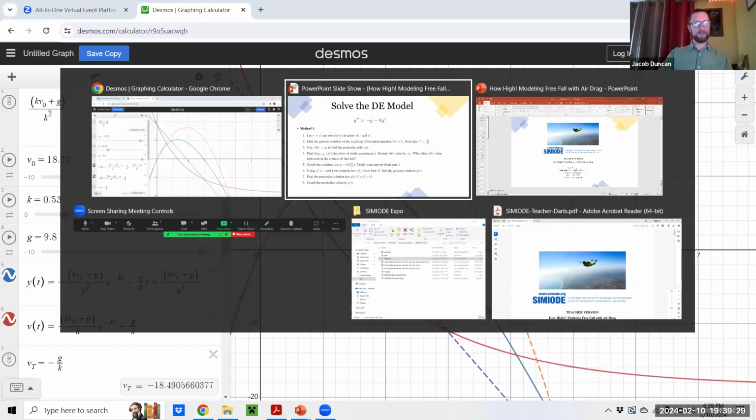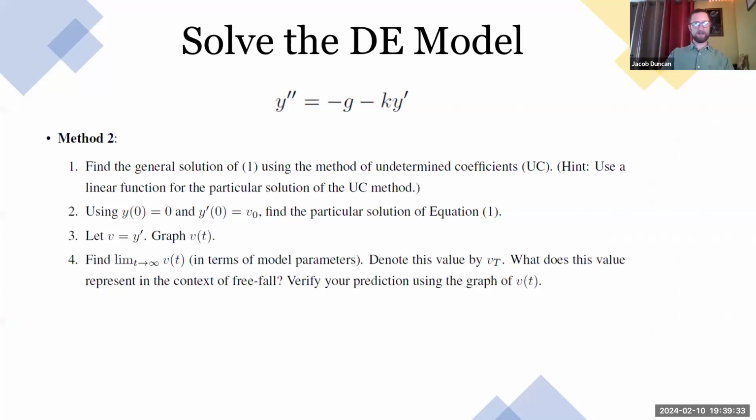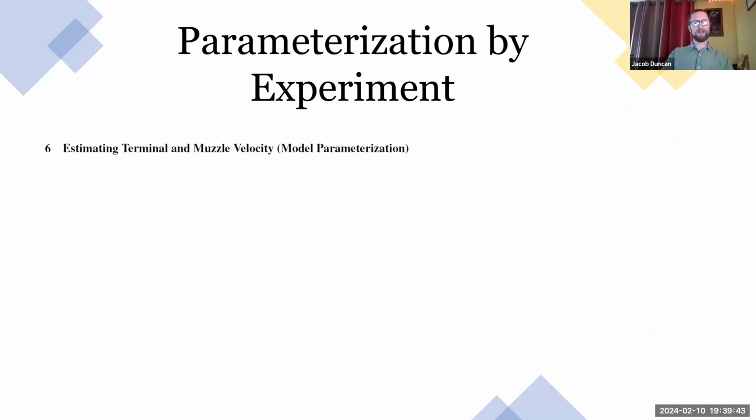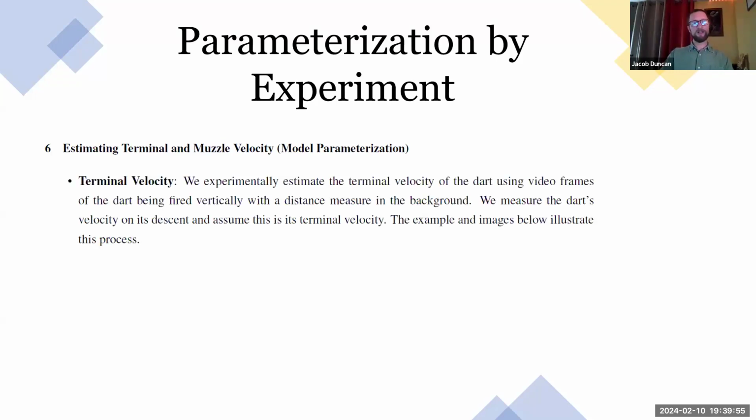Okay, so anyway, then we do the same thing. Second method, undetermined coefficients, but with the parameters in there, so not a practice problem anymore. Look at terminal velocity. Okay, so finally here, we're going to estimate the terminal velocity and the muzzle velocity, because we've got to know the initial velocity, how fast the dart is moving when it comes out of the gun.